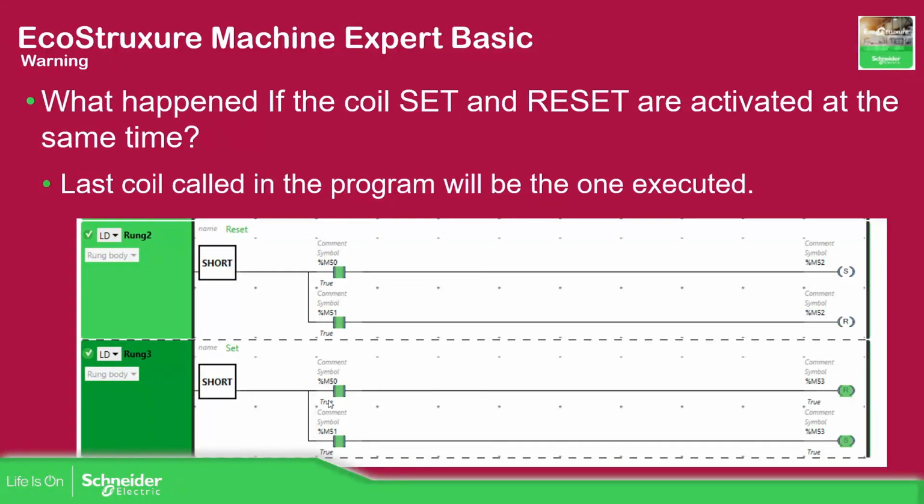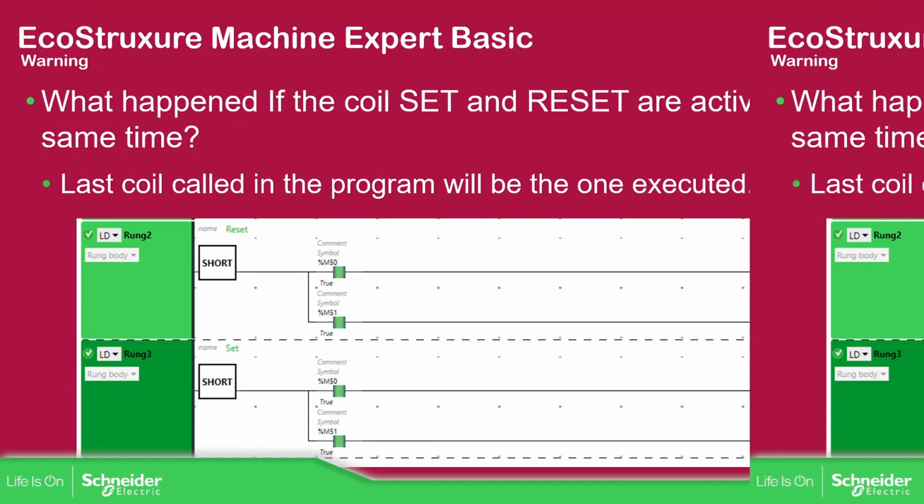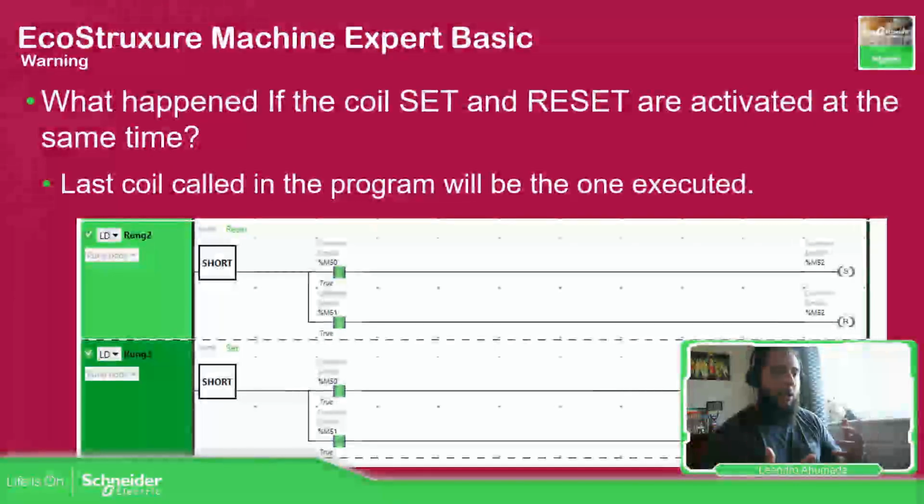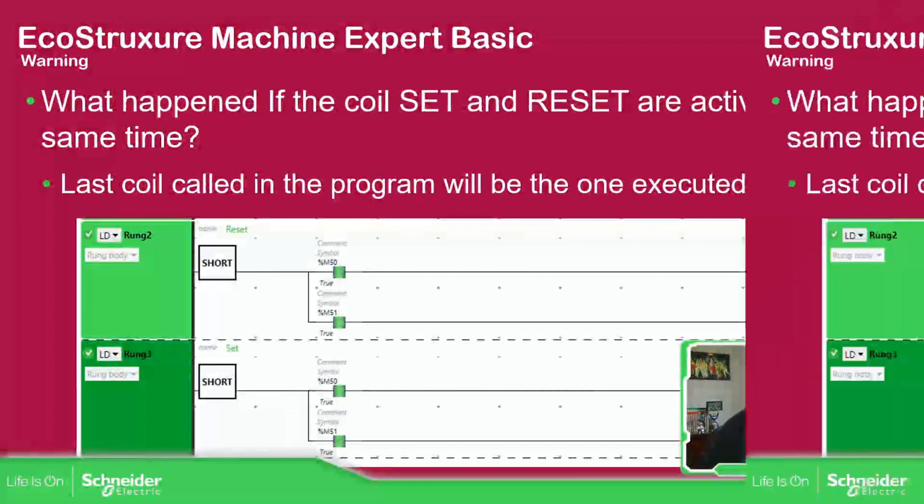And below we are using different variables, M50 and M53, and you can see that both conditions are true, so both coils for reset and set will be executed, but the priority is the last one, so you can see that the value stays true even if we execute the reset. This is just an example of how set and reset works inside the software.